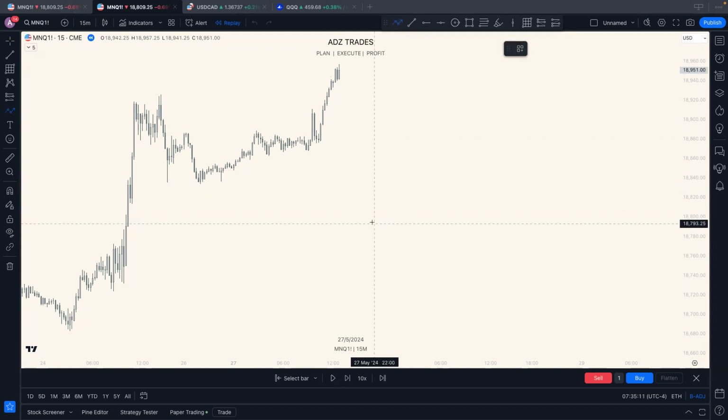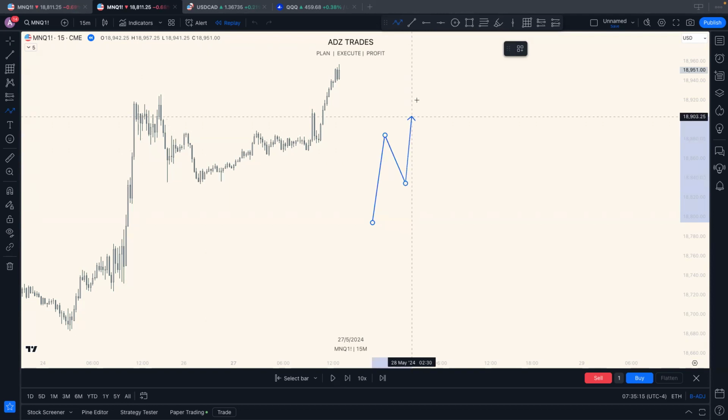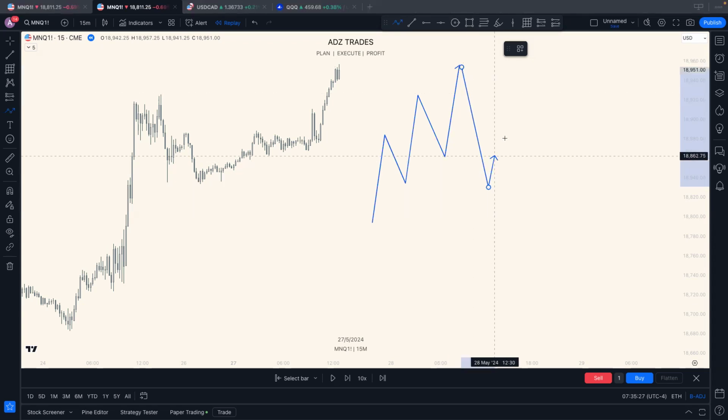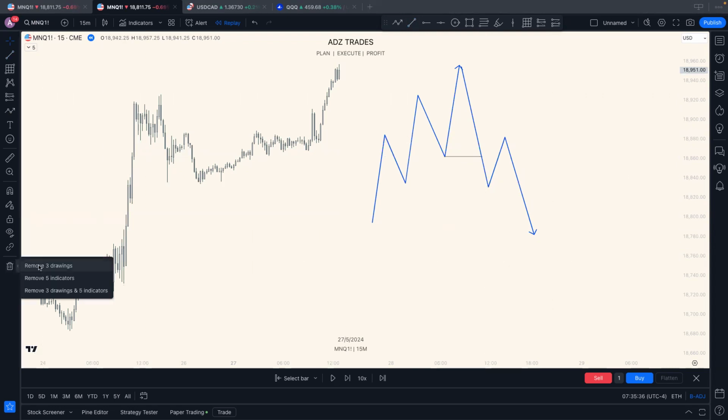A market pullback is this: in an uptrend, we make a high, we pull back, make a higher high, we pull back, make a higher high. These are all pullbacks. But what is an actual market reversal? An actual market reversal is when we go from an uptrend, higher highs and higher lows, to lower highs and lower lows. So that here is a market reversal. We switched from an uptrend into a downtrend.